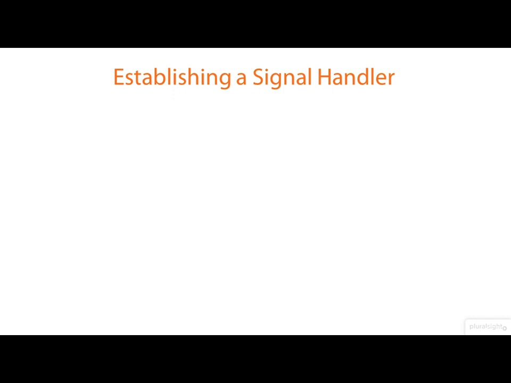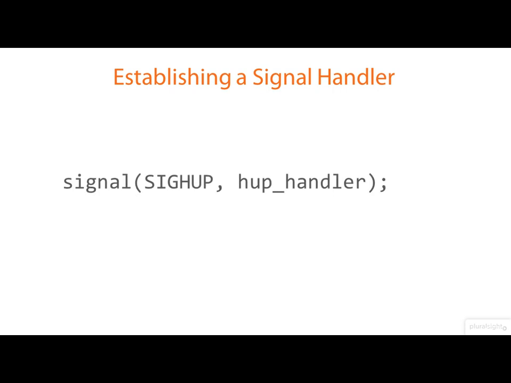So far, we've been looking at the role of signals in simply terminating processes. But it gets much more interesting when you respond to the signals by writing a signal handler. Now, the business of actually installing the handler, that is, associating the handler with the signal, is most easily accomplished with the signal system call.